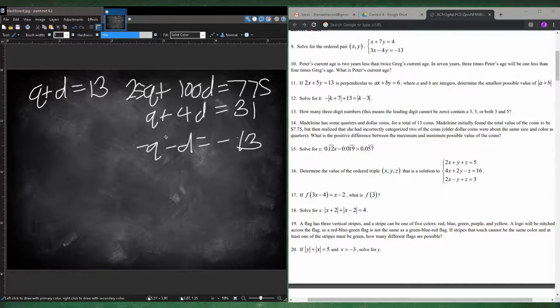Multiply the first equation by negative 1. And that gets 3D is equal to 18. So D is equal to 6. So Q is equal to 7.